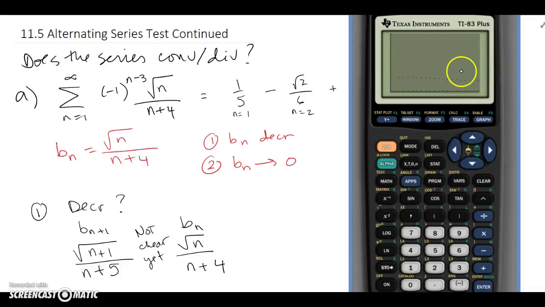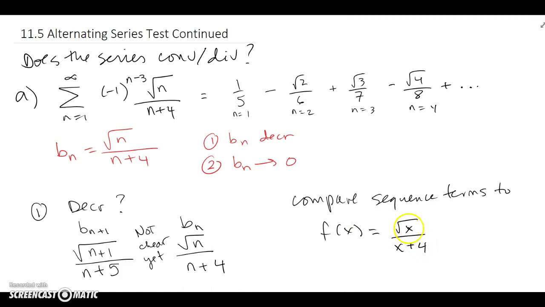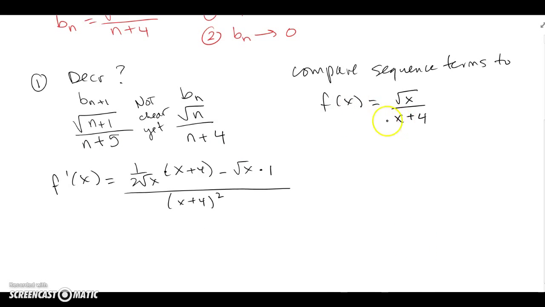If I'm looking at my TI, let's actually use the derivative to figure out what happens here. So we will take the sequence terms, of course the Bn, after having gotten rid of the negative 1. We're going to compare it to this function and see if this function indeed will be decreasing forever after some certain point. So we go ahead and take the derivative of this, apply the quotient rule, and then let's go ahead and simplify this and see what happens.